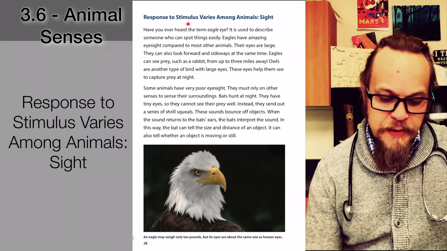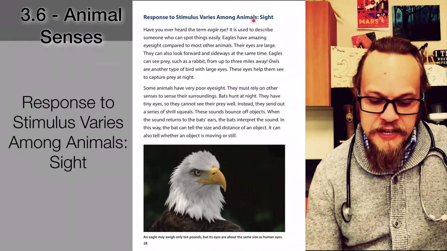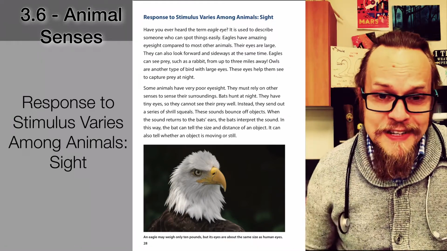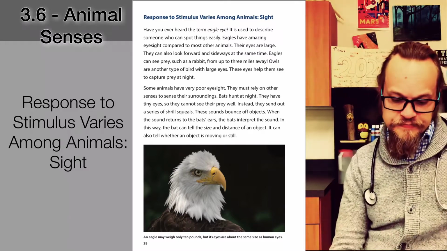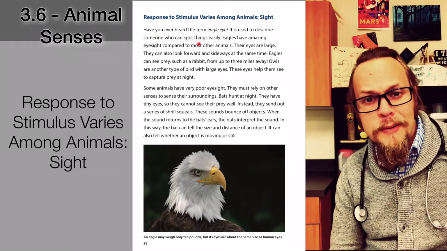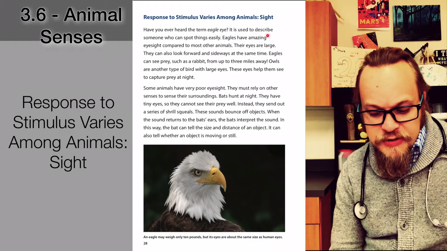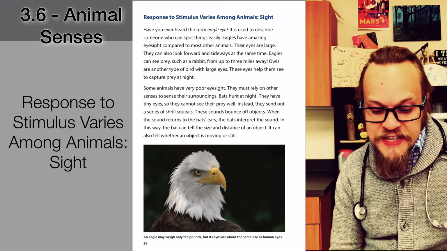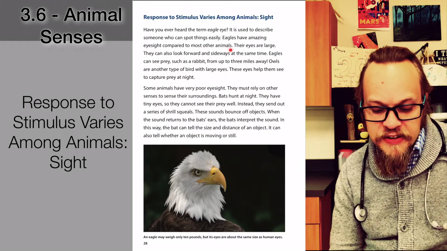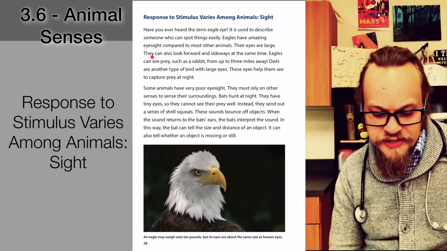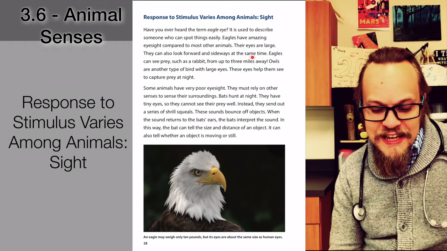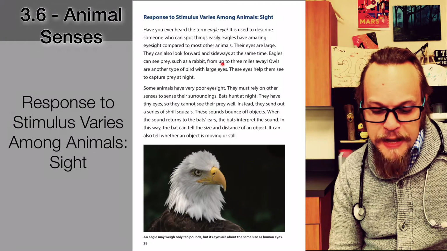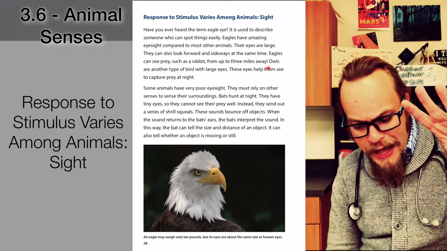All right, response to stimulus varies among animals. Sight. Not all animals have the same abilities when it comes to sight. Have you ever heard the term of eagle eye? It is used to describe someone who can spot things very easily. Eagles have amazing eyesight compared to most other animals. Their eyes are large. They can also look forward and sideways at the same time. Eagles can see prey such as a rabbit from up to 3 miles away.